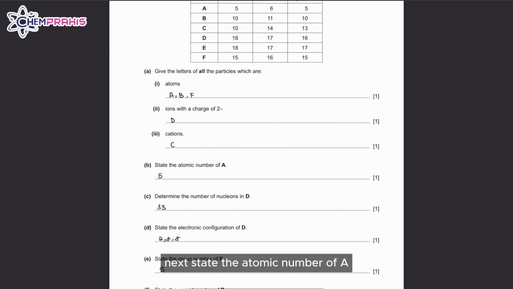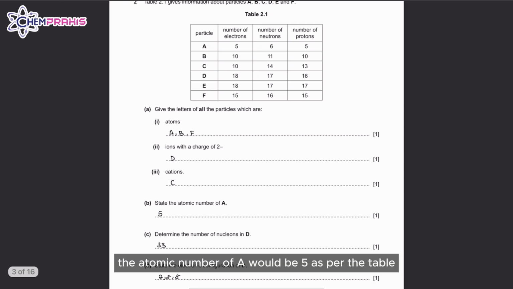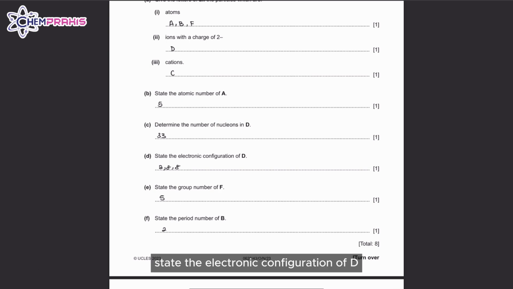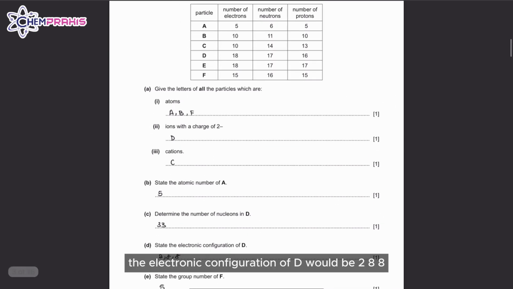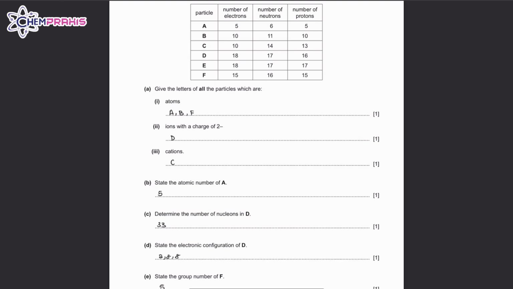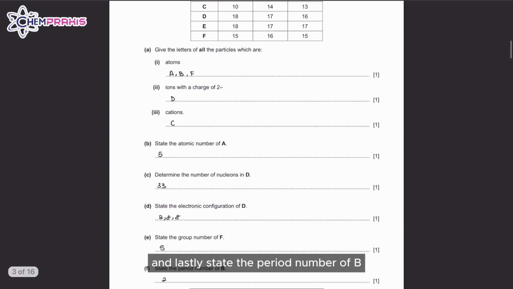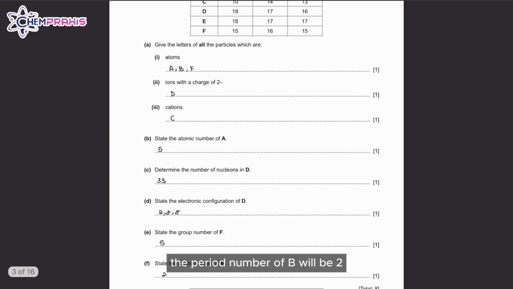Next, state the atomic number of A. The atomic number of A would be 5, as per the table, and the number of nucleons in B would be 33. You can do this by adding up the values. State the electronic configuration of D. The electronic configuration of D would be 2,8,8. State the group number of F. The group number of F is 5, and lastly, state the period number of B. The period number of B will be 2. This can all be determined from the table itself.